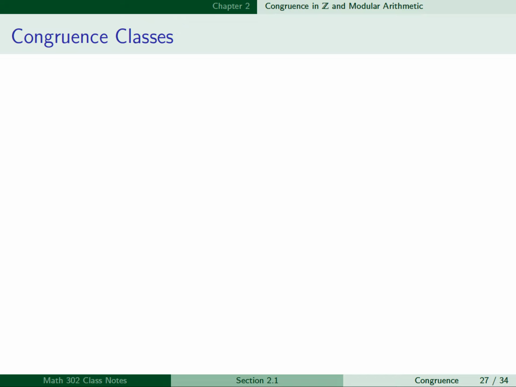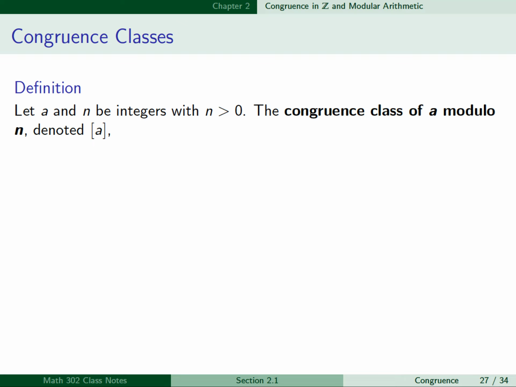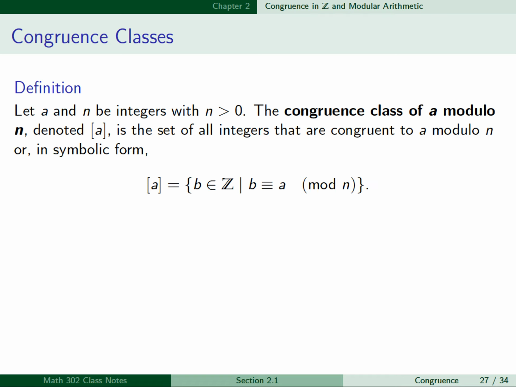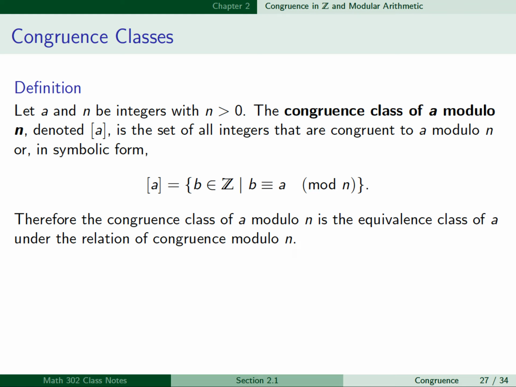Next, we want to look at congruence classes. So our definition is, let A and n be integers with n greater than 0. Then the congruence class of A modulo n, which we'll denote with the square bracket notation, is the set of all integers that are congruent to A modulo n. Or in symbolic form, the class of A is equal to the set of B in Z such that B is congruent to A mod n. So therefore, the congruence class of A modulo n is just the equivalence class of A under the relation of congruence modulo n.